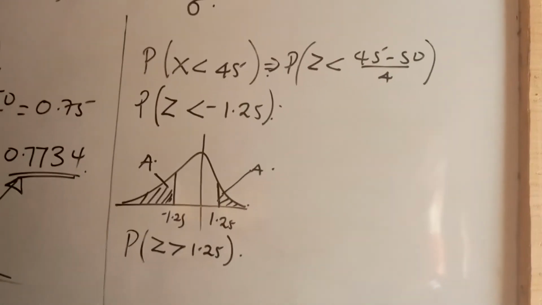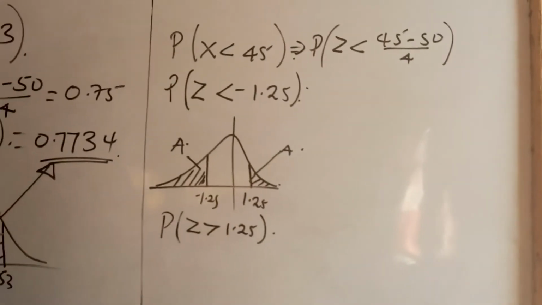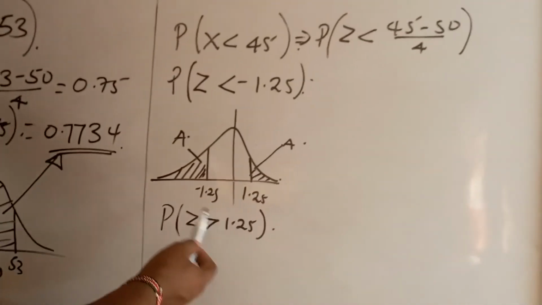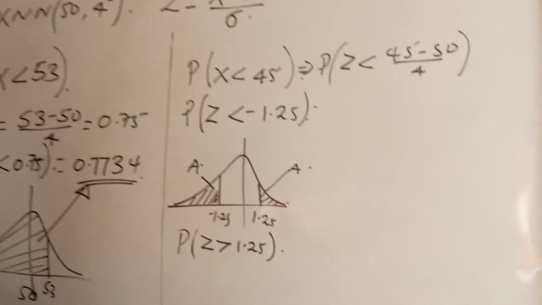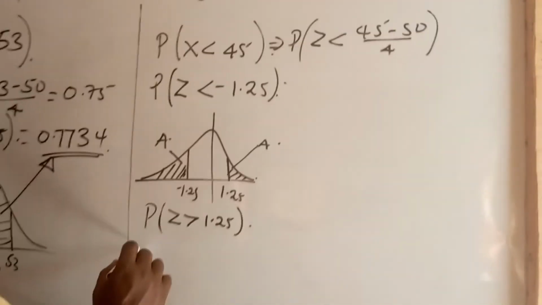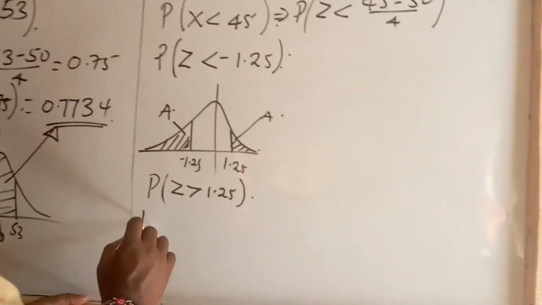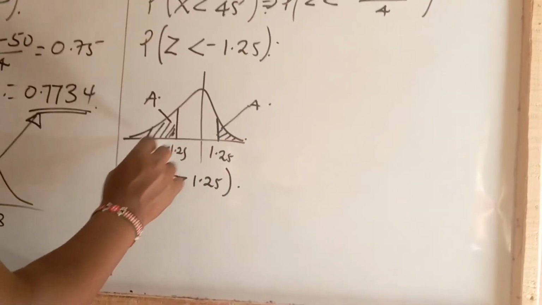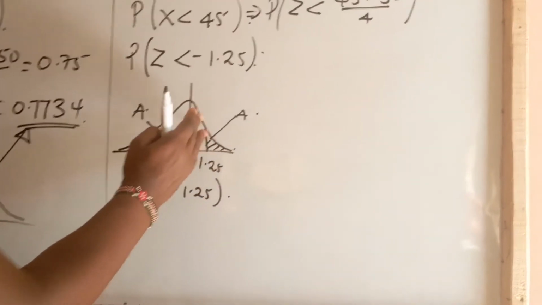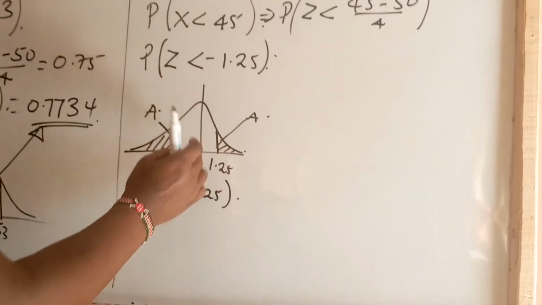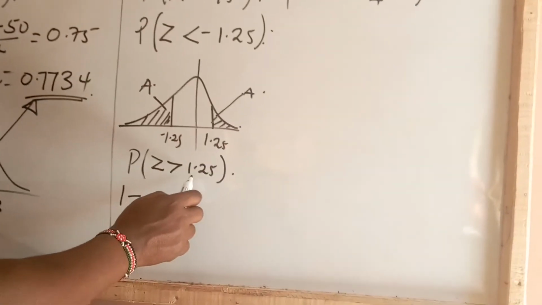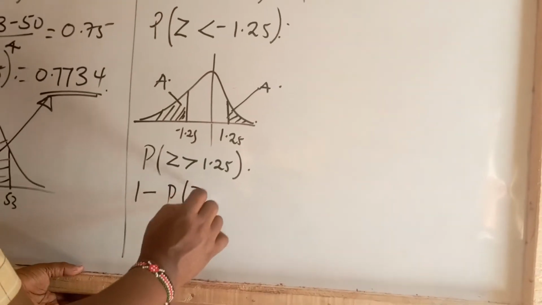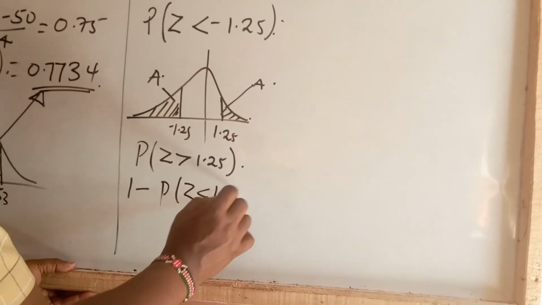And this is a matter of 1 minus, because on page 201 we don't have the value of z greater than, we only have the value of z less than. So we need the whole area of the model minus the area when the boundary is 1.25 less than. So the probability of z less than 1.25.